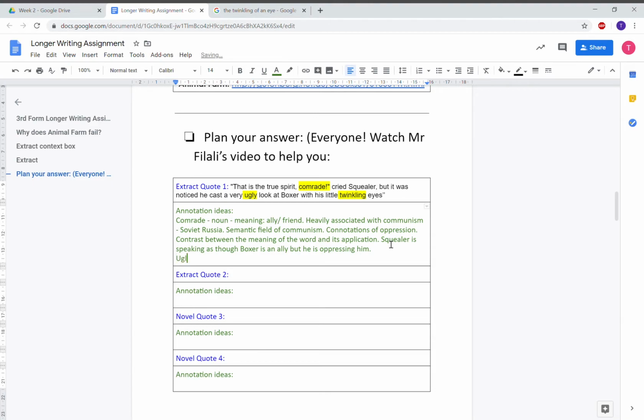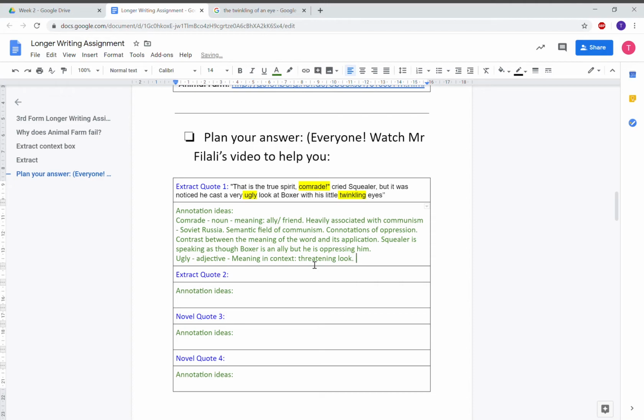Now I'm going to move on to the word ugly. So I'm going to put a little space, and I'm going to move on to ugly. Ugly is an adjective. Its meaning in context, because often the word ugly means to be unattractive. Here, though, it means something slightly different. When it says that Squealer casts an ugly look at Boxer, the meaning here is more that he gives him a threatening look. He looks at him in a threatening or an intimidating way.